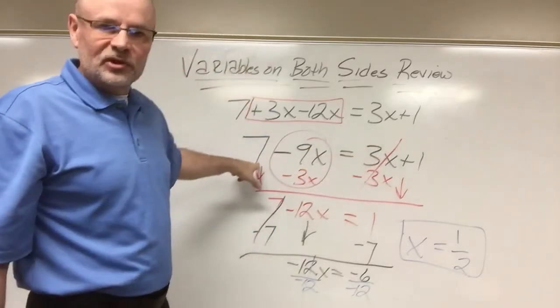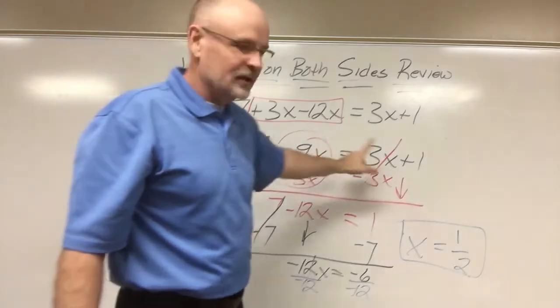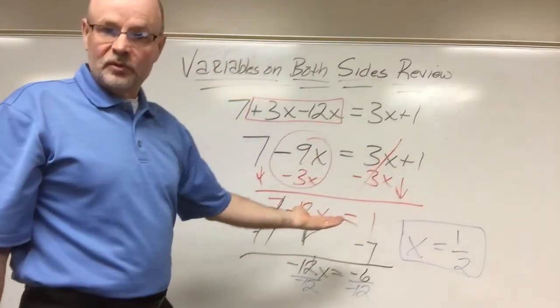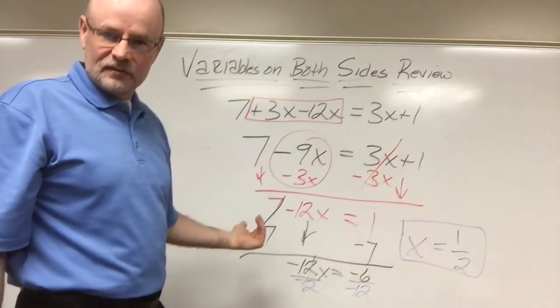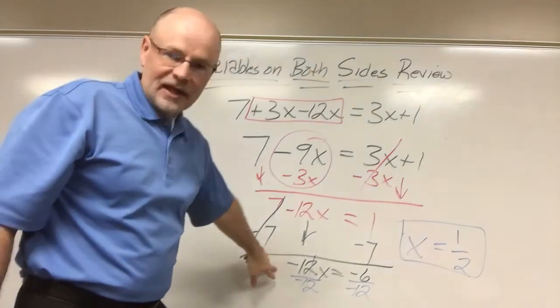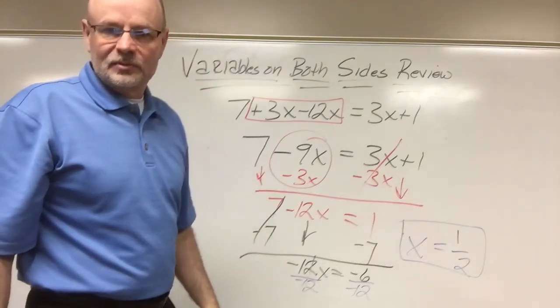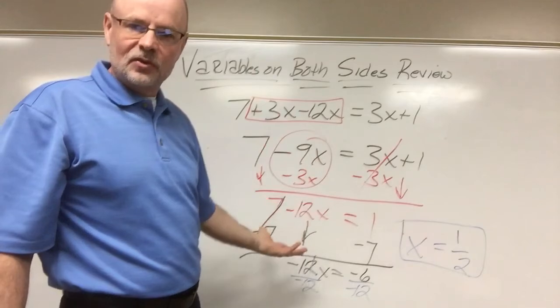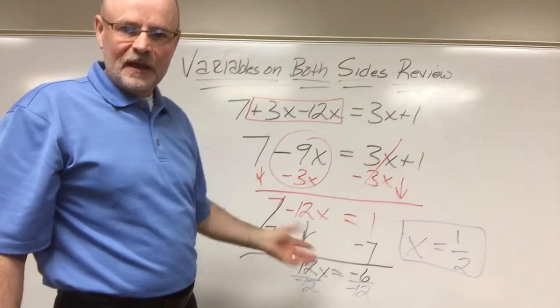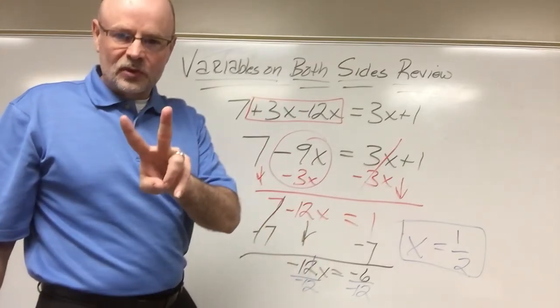Once you get to the point where you're just left with numbers and variables, start by moving your variable to the left by doing the inverse operation. And then your last step should be just to divide by the number in front of x. So that's how you would solve an equation with variables on both sides. Now I want to look at two more types of equations real quick.